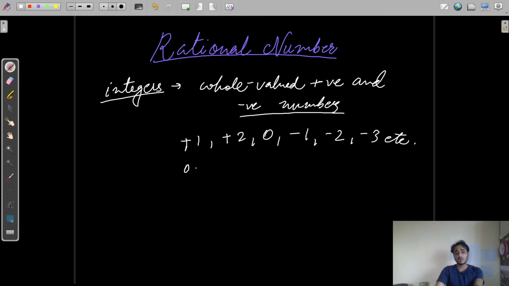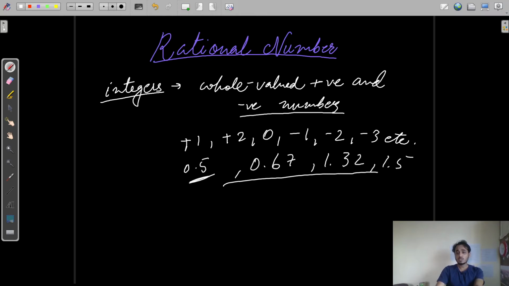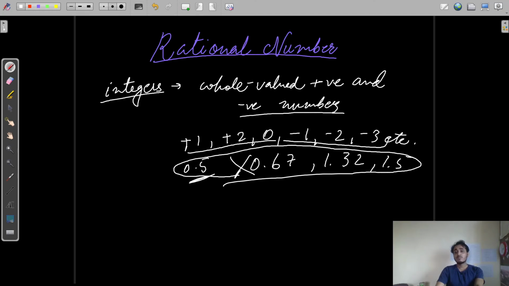But what about 0.5? 0.5 is not complete in itself, so it will not be an integer. Similarly, what about 0.67 or 1.32 or 1.5? These numbers are all incomplete in themselves, so they will not be integers. On the other hand, numbers like +1, +2, -1, -2, -3 and so on, which are complete in themselves, will be examples of integers. So I hope you have got the idea of integers.